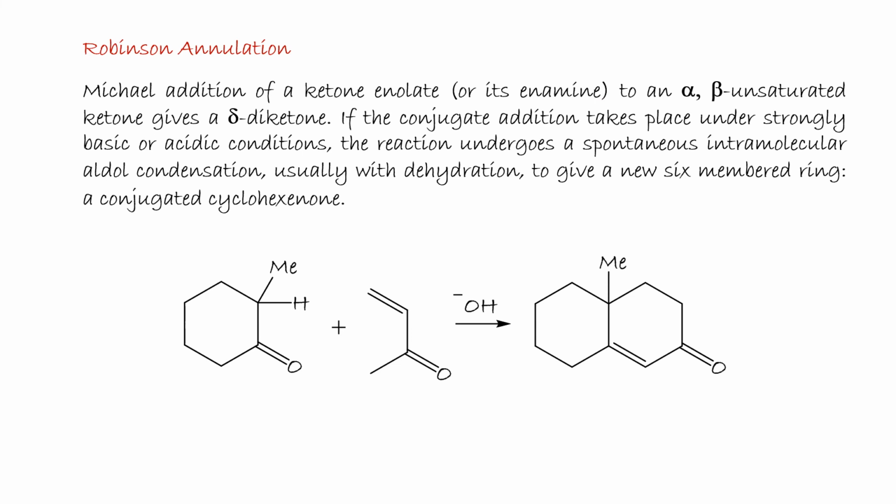Robinson annulation. Michael addition of a ketone enolate or its enamine to alpha-beta unsaturated ketones gives a delta diketone. If the conjugate addition takes place under strong basic or acidic conditions, the reaction undergoes a spontaneous intramolecular aldol condensation, usually with dehydration, to give a new six-membered ring, a conjugated cyclohexenone.